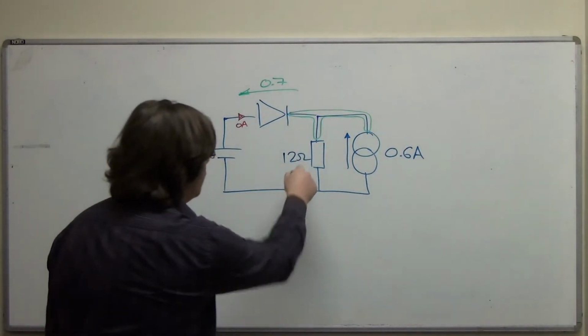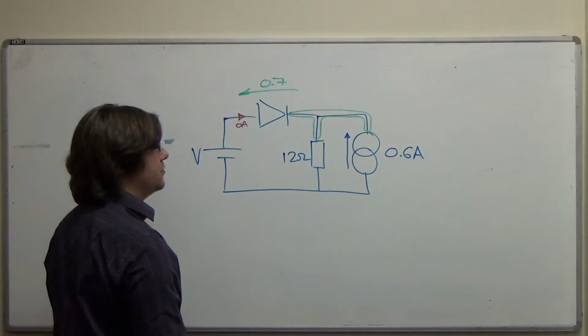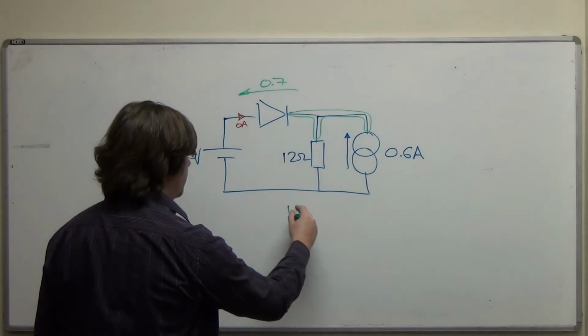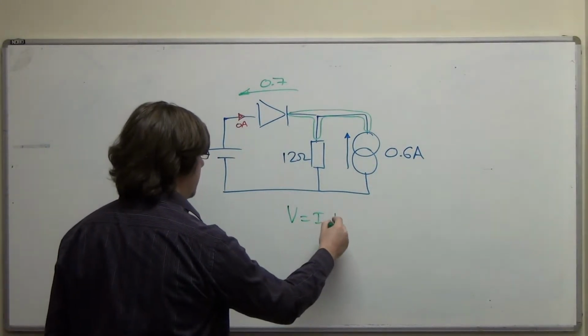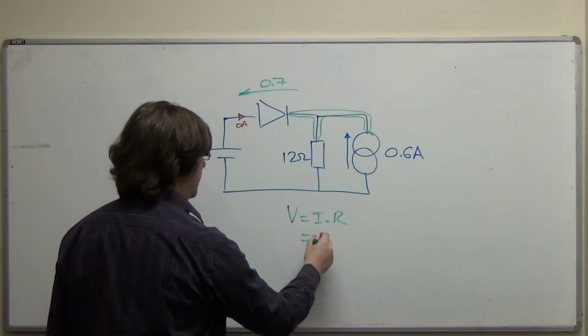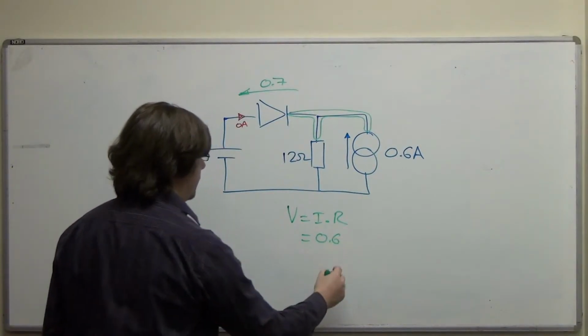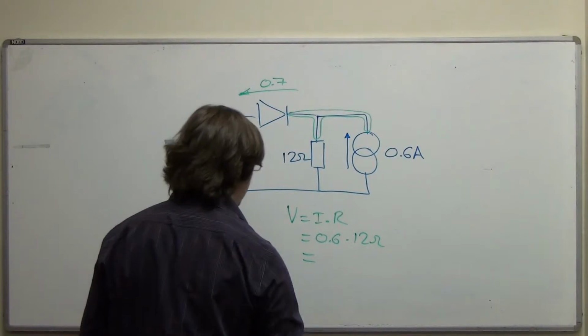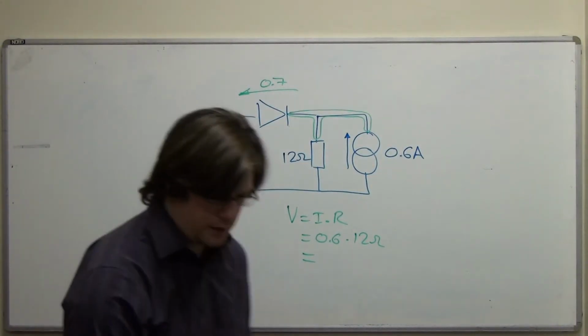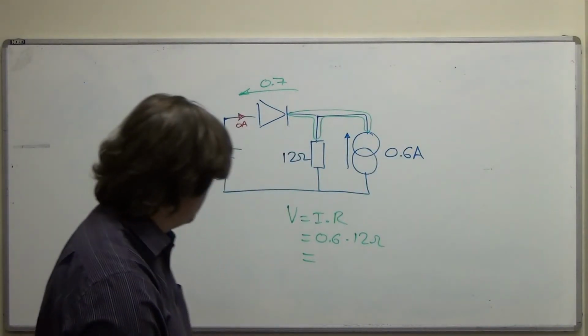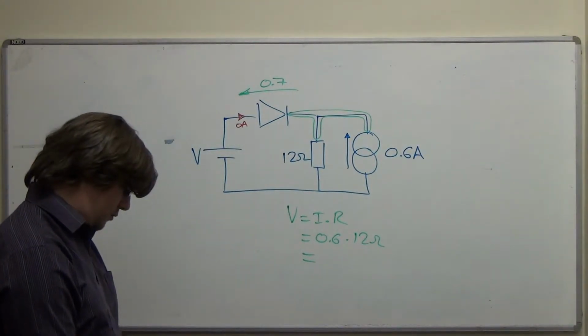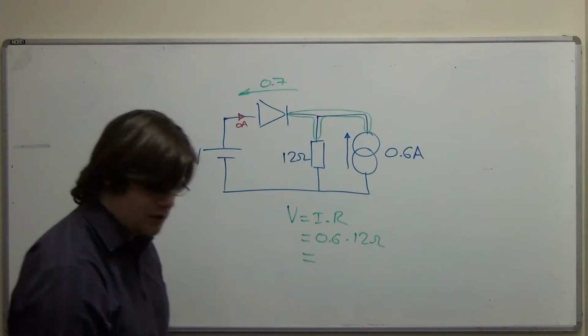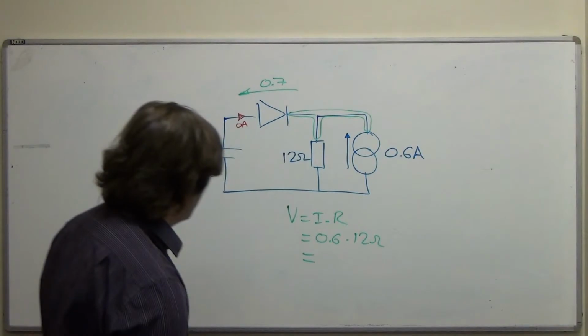So we need to apply Ohm's law to the 12 ohm resistor in order to find the voltage that's across it. So we'll do V is I times R, which is 0.6 amps times 12 ohms, and that will be 0.6 times 12, put it down in your head really, 7.2 volts.